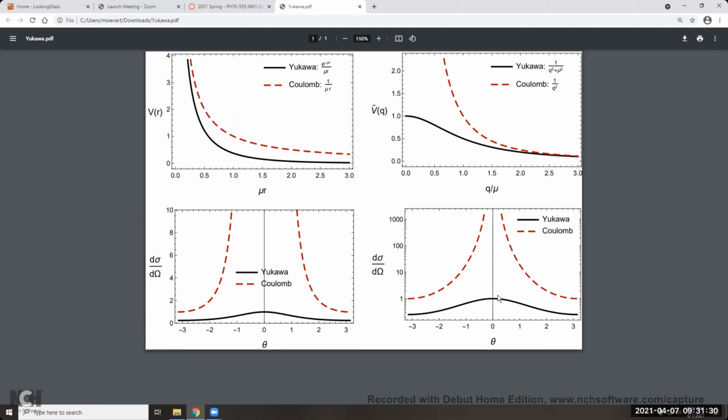You can see here those features, if I plot it on a log scale, even more pronounced. So you see the sort of finite bump, the Lorentzian form of the Yukawa potential, and then you see the singular behavior of the Coulomb potential. I wanted to connect this to the physics of the infinite range and the 0 mass of the photon versus the finite mass and finite range of the pion in nuclear physics.